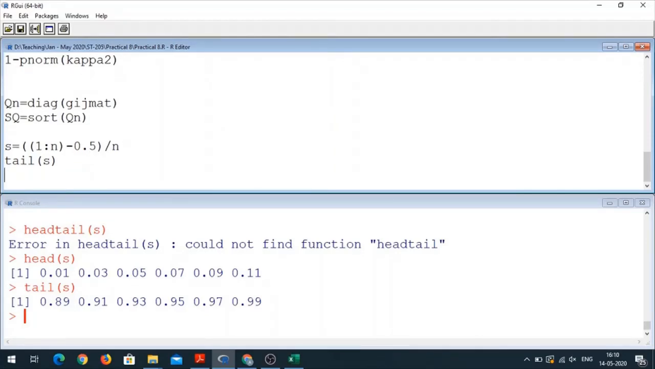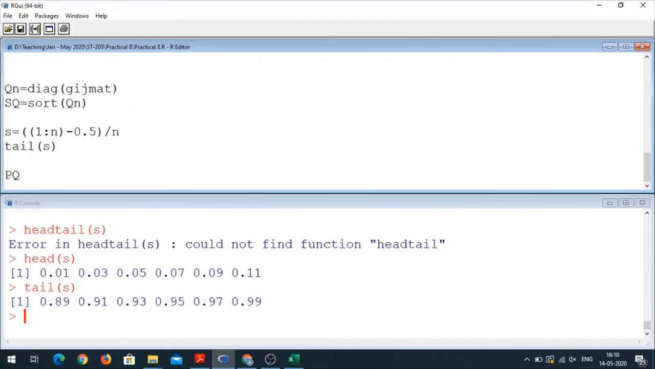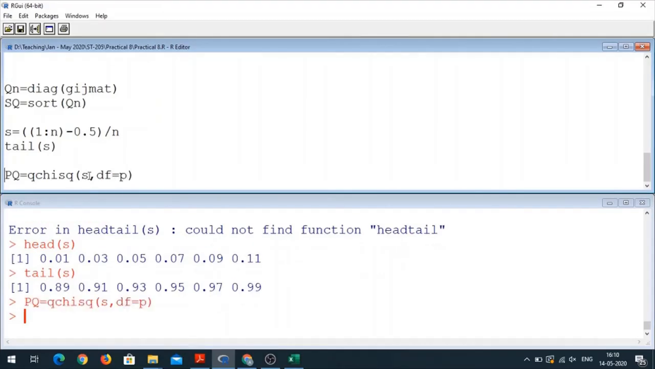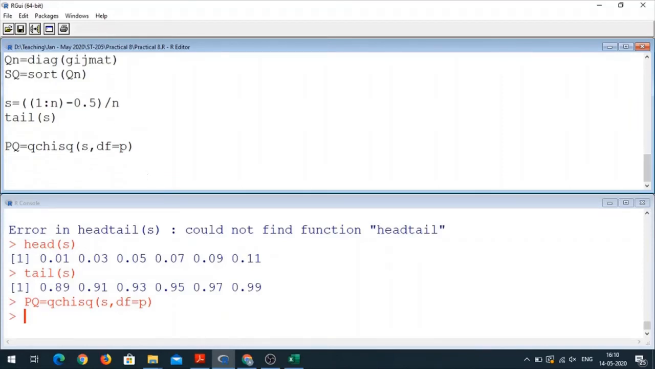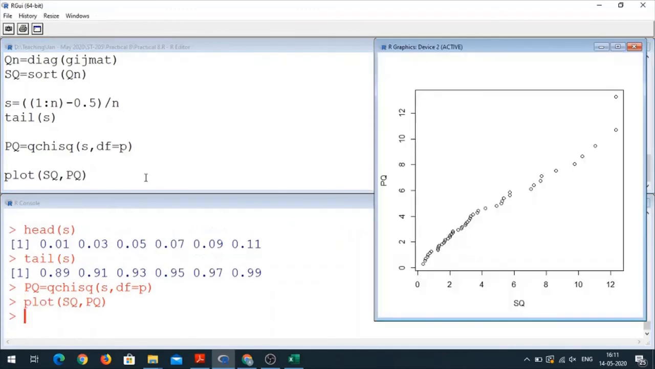And now I want to compute the inverse chi-square CDF at these points. So those will become my population quantiles. Population quantile is qchisq. Inverse CDF is nothing but quantile. So qchisq at s with degrees of freedom equal to p. qchisq will give me the inverse CDF, and then degrees of freedom as p. And now let us plot these. So plot sample quantiles versus population quantiles.